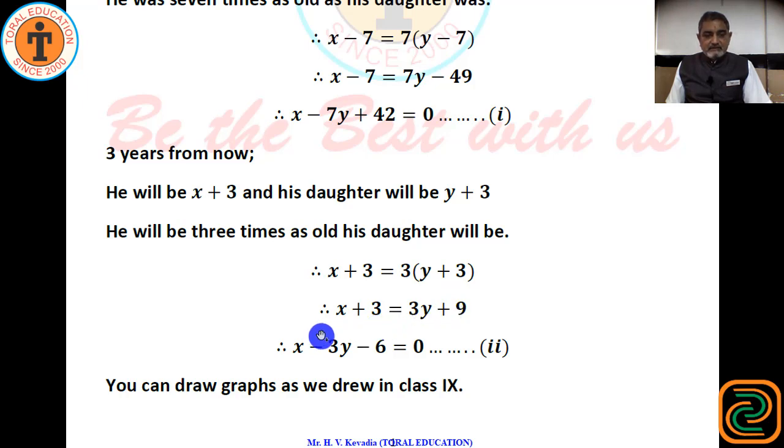3y plus 9. Then x minus 3y. Here 3y will go to the left side of the equation. 3y will become minus and 9 will become minus. Minus 9 plus 3, we will have minus 6. So x minus 3y minus 6 equals 0. This is equation number 2. Here there are 2 equations and you can draw graphs as we drew in class 9.